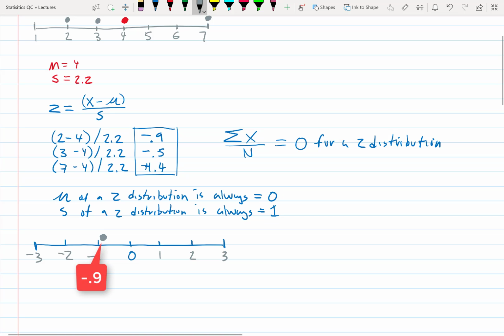All right, so our first one is -0.9. I've labeled that over there. The next one's a little bit easier. That's -0.5 over there. And our final one, the z-score for our raw score of 7, is 1.4. That's going to be about there. Okay. The key thing to remember with this is that the relative positions of these scores have not changed. The scale has changed, but the relative distance of each score from the mean and each score from every other score is still the same.